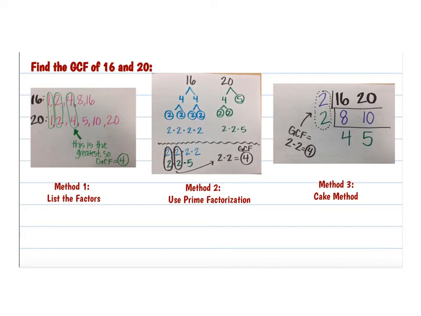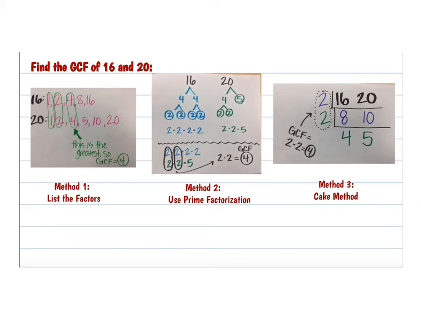The other method is to use our prime factorization like we learned about in our last lesson. So we make a factor tree for 16 and a factor tree for 20, write out the prime factors in expanded form, and then we find the pairs, the numbers that they both have in common. So in this case, 2 and 2, and then we multiply those together. 2 times 2 is 4. So our greatest common factor would be 4.